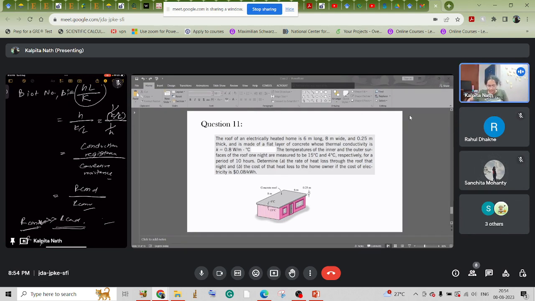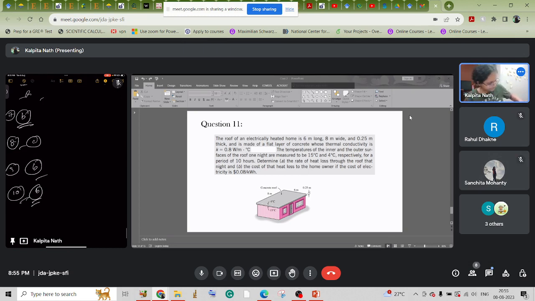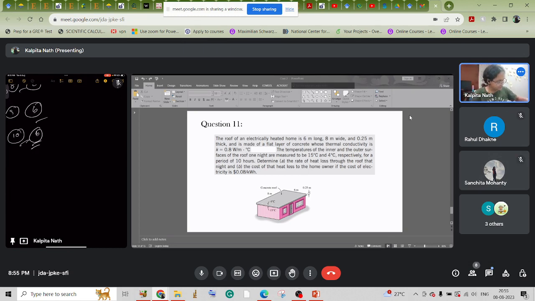What have you taken? Like here, K is given as 0.8 watt per meter degree Celsius, right? Have you considered area? First, you have to find out the heat. Yeah, 1.69. Correct. Okay, let me solve this then. I think you have just taken flux. You have to take the total heat, rate of heat loss.